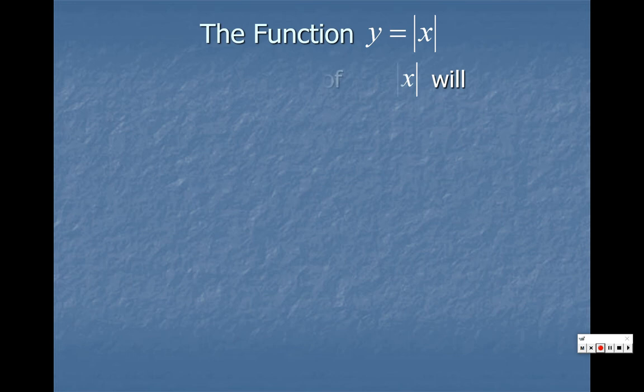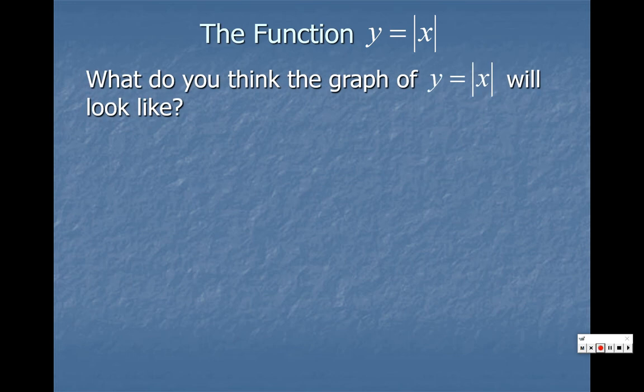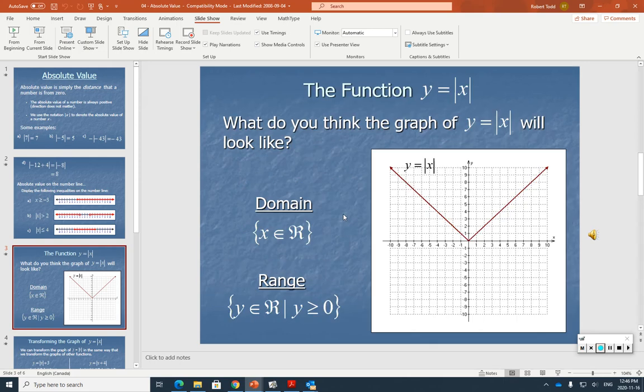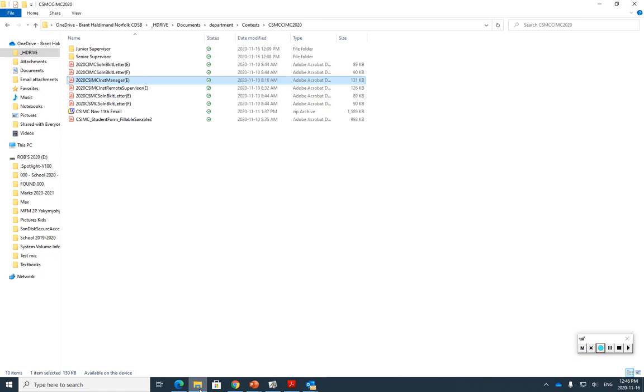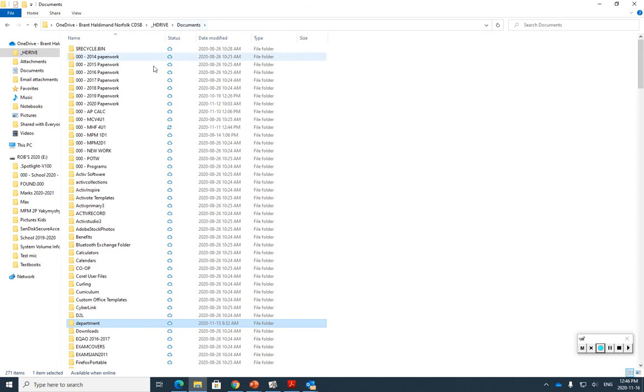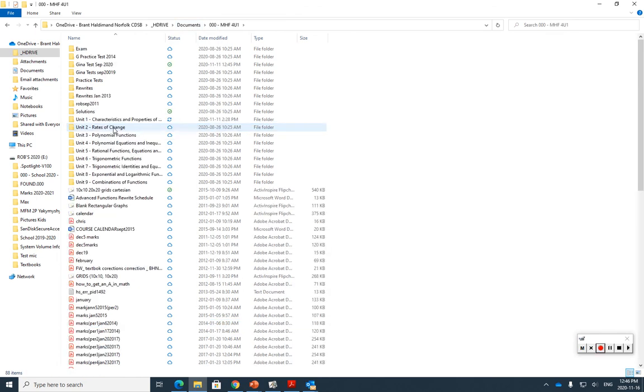Okay, the function y equals absolute value x. What do you think the function will look like? Okay, well, I want to give you more power than just, keep forgetting I'm making videos here, so I'm going to do this on the screen here. Just going to bring up some graph paper here.